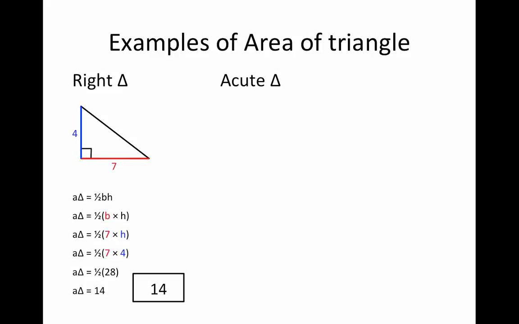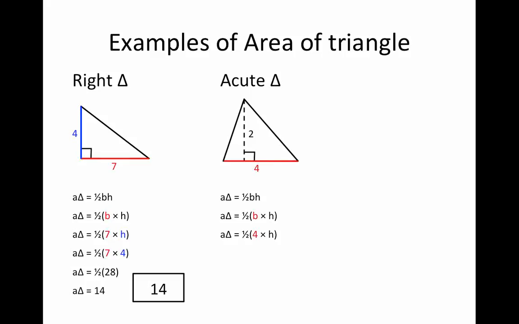If I have an acute triangle, I need to be given the height or calculate the height. And again, the height is perpendicular to the base. So the formula again is just 1/2 base times height, which I can rewrite like that. My base is 4, I'll substitute that in. There's my height. It is perpendicular to the base. Because it is perpendicular to the base, I know that that's my height, so I can use that as my value for height. Substitute it in, it's 2. Multiply it out, 1/2 of 8 equals 4. So the answer for this one is 4.